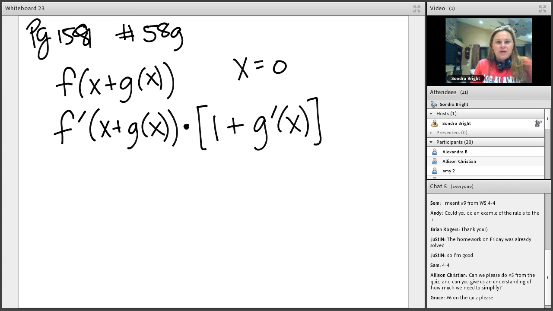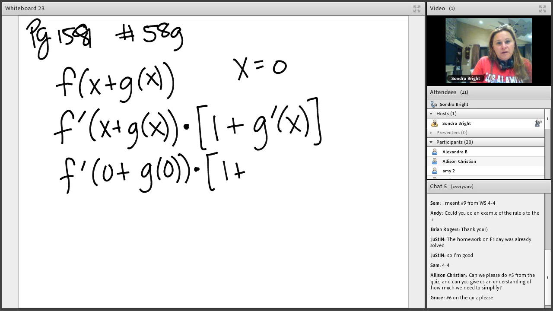All right, then we're going to be plugging in, they wanted it when x equals 0, so I'm going to plug in a 0 into x everywhere. So 0 plus g of 0 times 1 plus g prime of 0. And then we'll go to the chart. 0 plus g of 0 is just, we're doing f prime of g of 0.